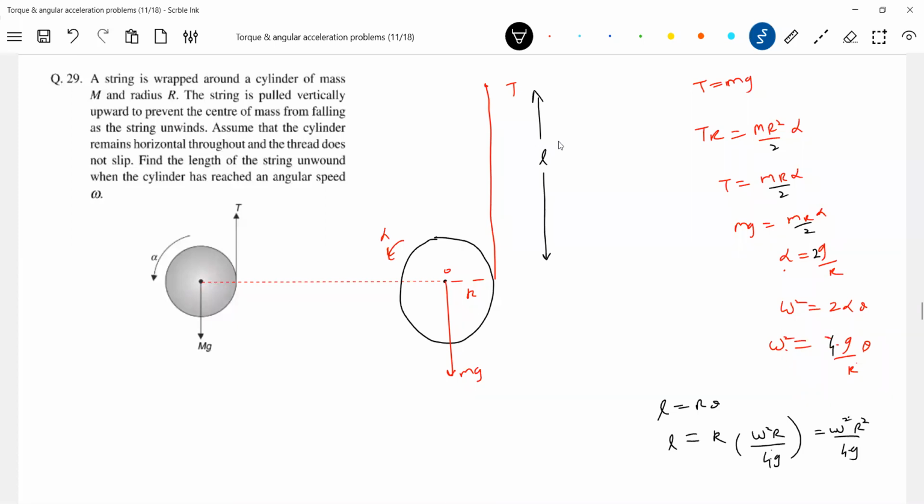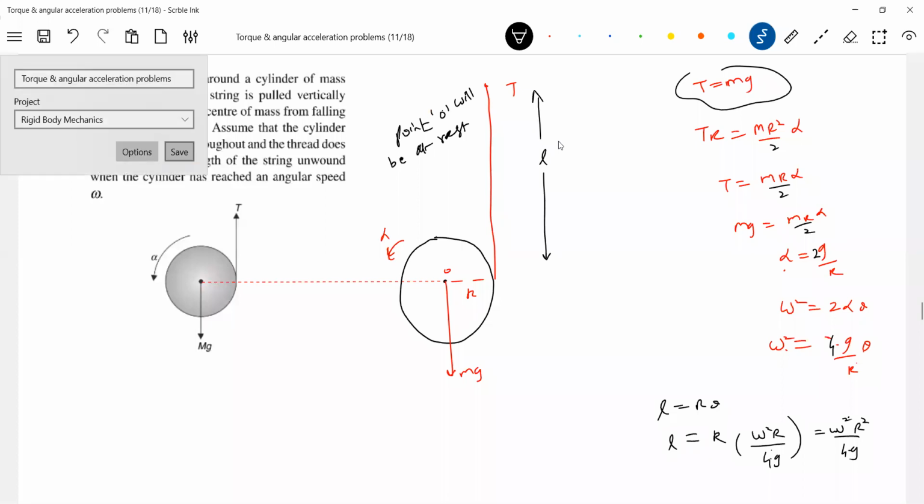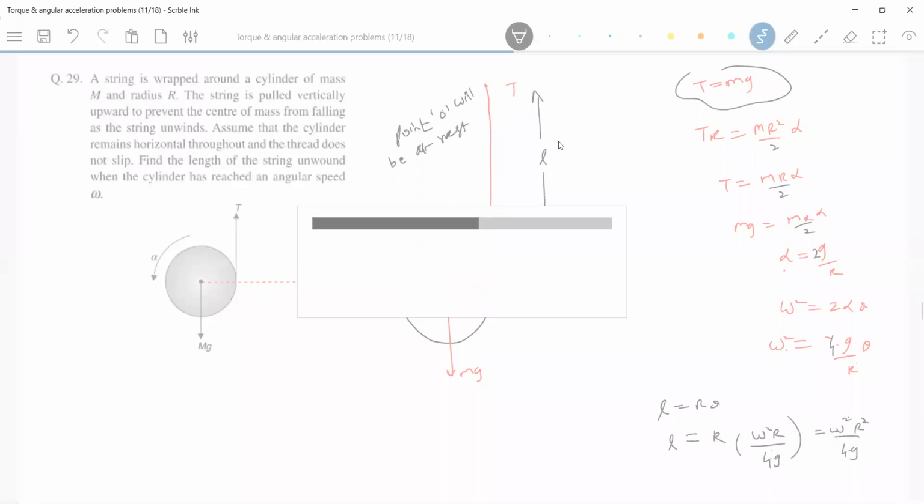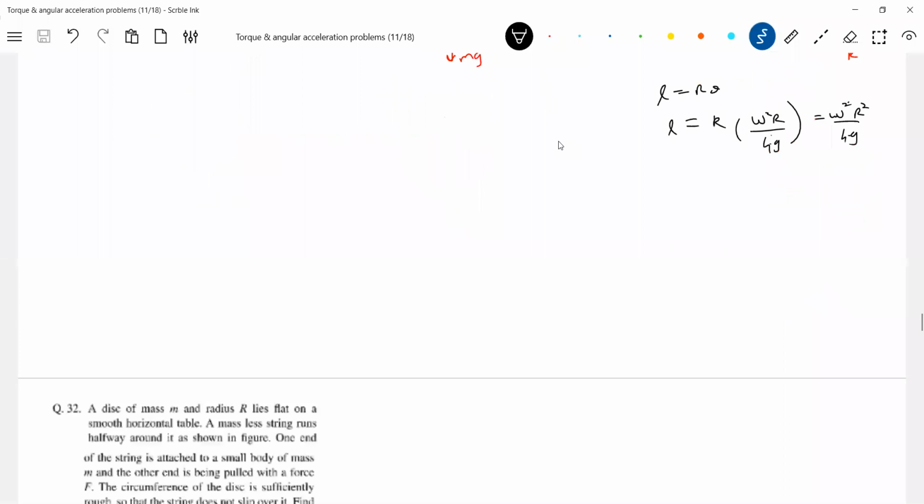Tension should be equal to mg. Only then will the center of mass not shift. Point O will be at rest. You may encounter questions of this kind, some hard, like point O will be at rest. Simple idea-based problems. Okay, let's take the next one.